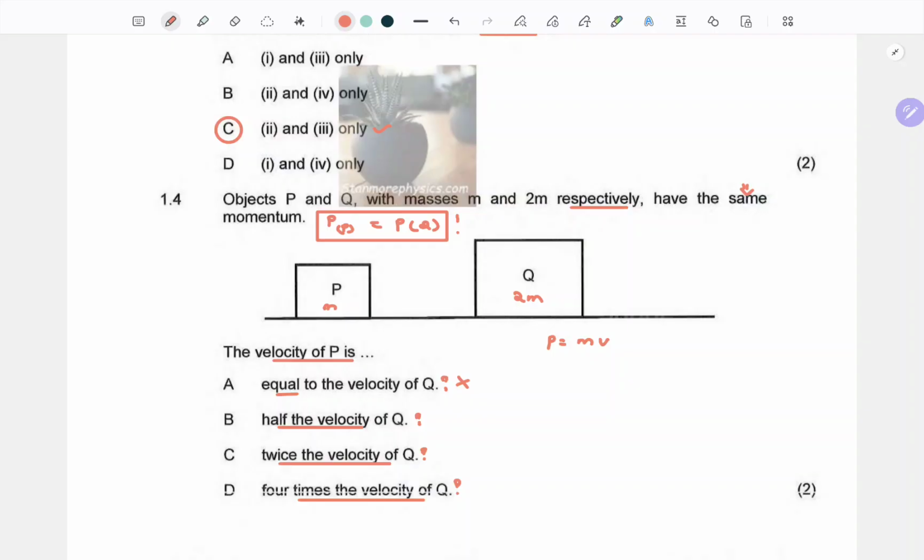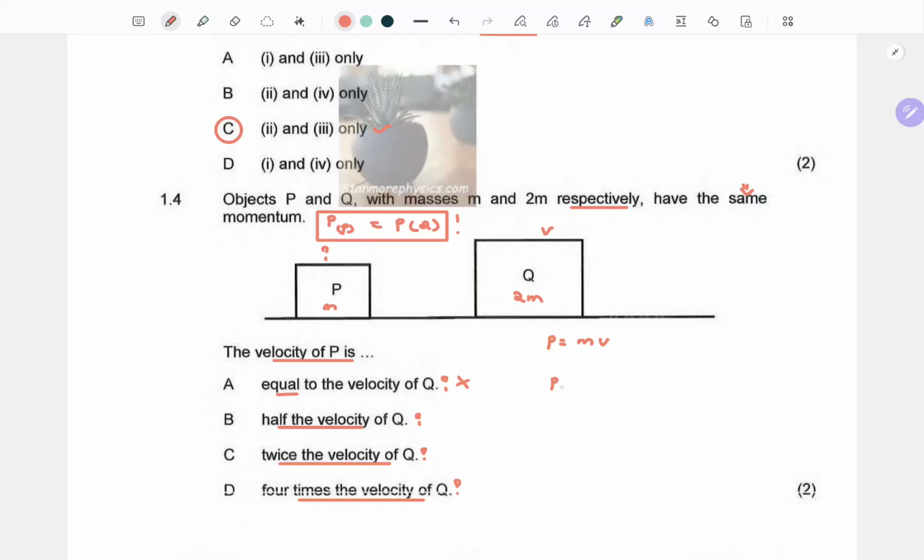So they cannot be equal. But now we have options B, C, and D, which we may not be so sure about. Now we need to work it out. So from the rule that we are given, if we say let the velocity, for example, of object Q be V, then what would be the velocity for object P?